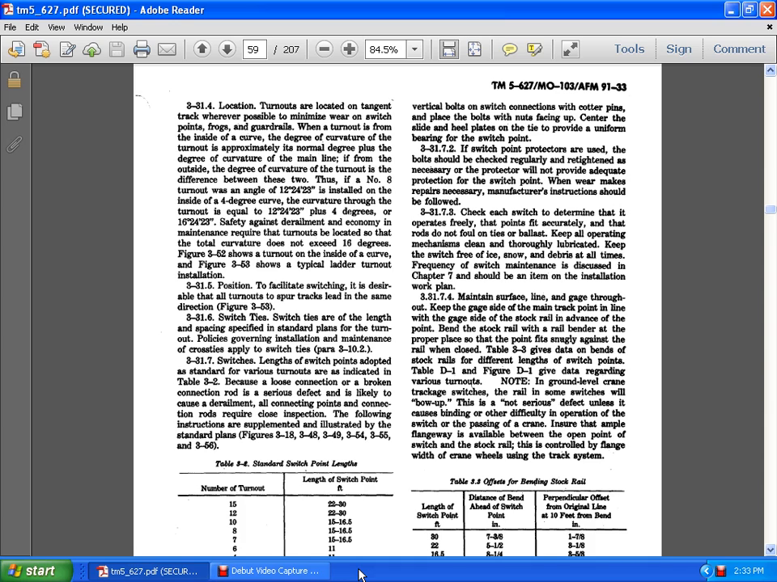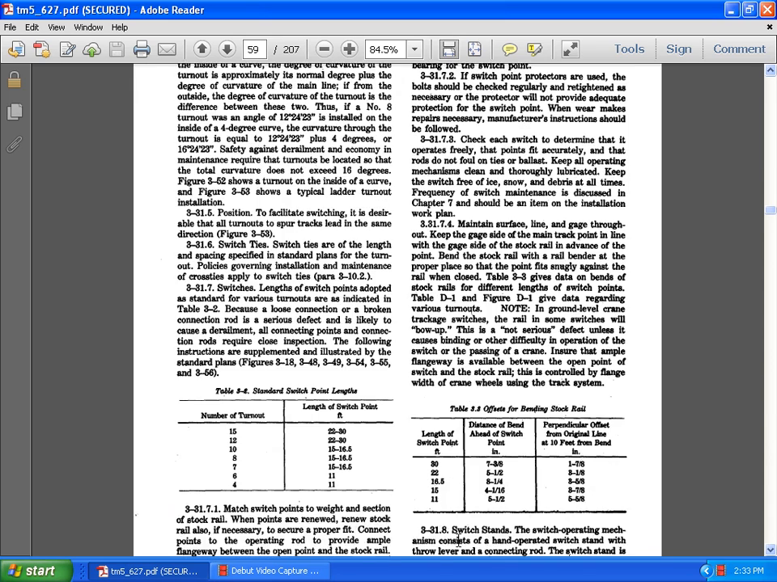Note that in ground level crane trackage switches, some switches will be bowed up, and these are not serious defects unless the switch is passed by the crane. Ensure that an ample flangeway is available between the opening point of the switch and the stock rails, as controlled by the flange width of the crane wheels used for the tracking system.